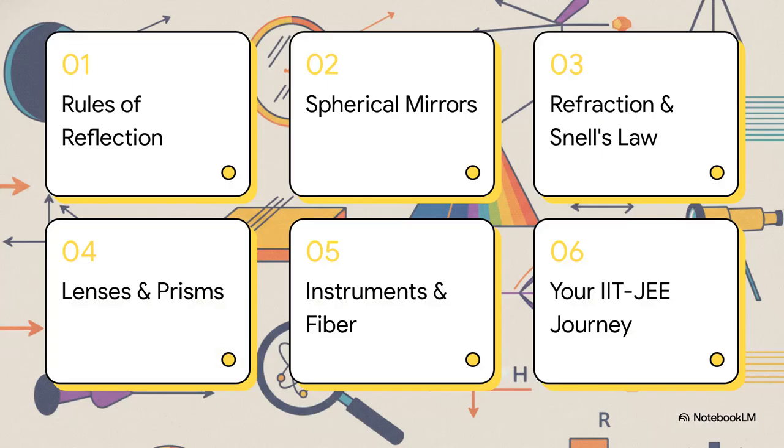So here is our visual syllabus for today's explainer. 1. The rules of reflection. 2. Mastering spherical mirrors. 3. Refraction and Snell's law. 4. Lenses, prisms, and dispersion. 5. Instruments and fiber optics. And finally, 6. Mapping out your IIT JEE journey.